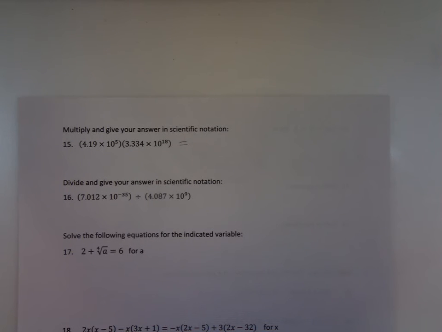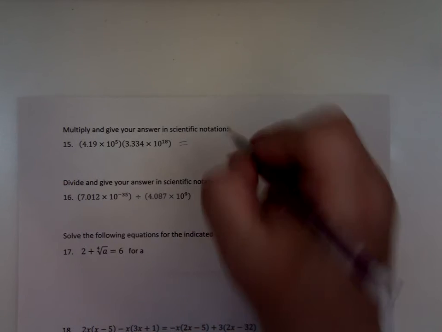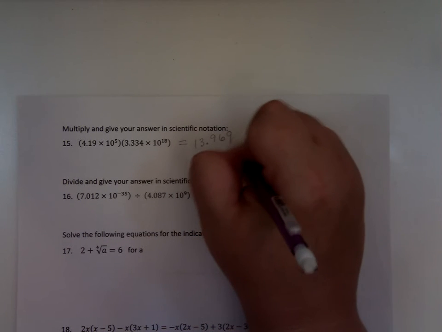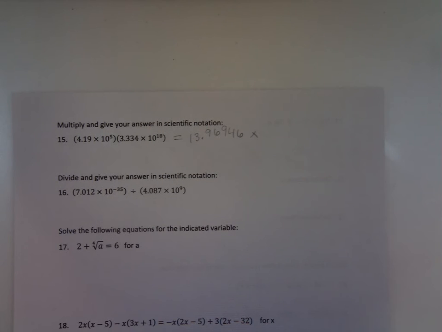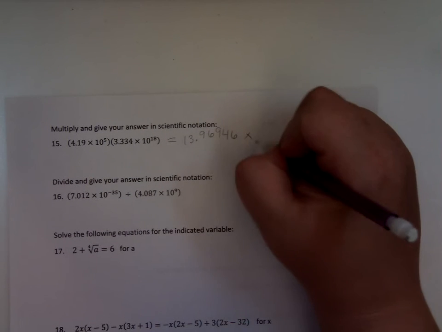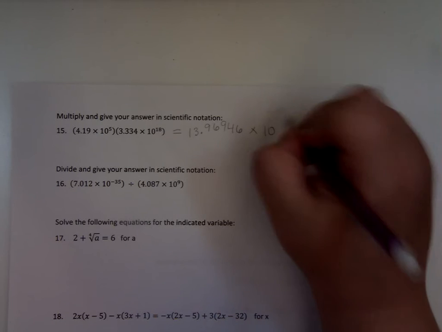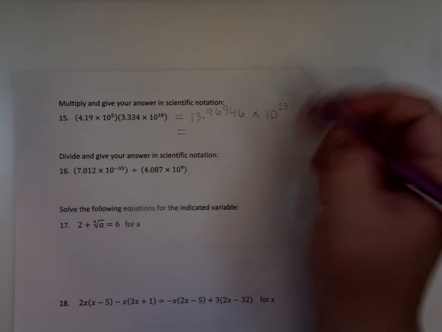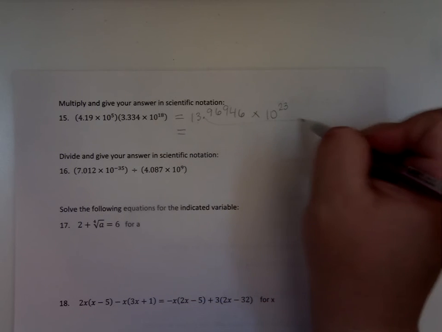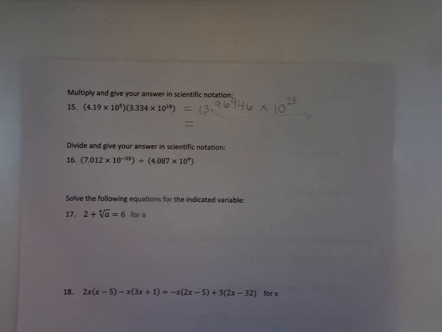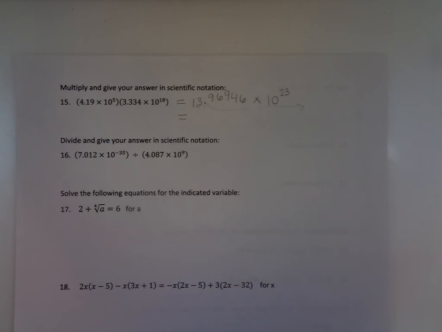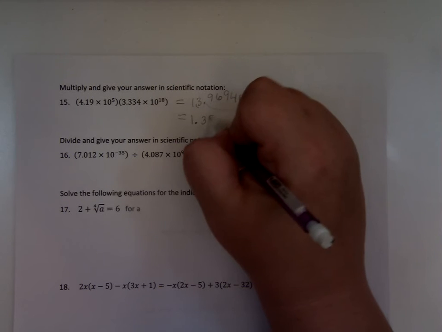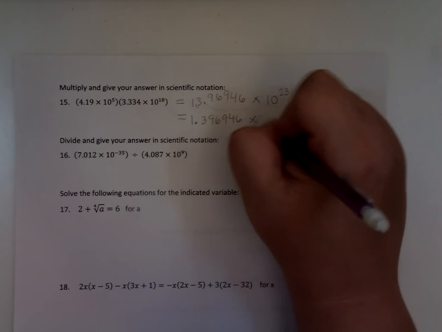Next, multiply and give your answer in scientific notation. So if we do 4.19 times 3.334, we are going to get 13.96946 times. Now, 10 to the 5th times 10 to the 18th is going to be 10 to the 23. We only want one digit to the left of the decimal point. So if we have to move this decimal 23 places to the right, if we back it up one more space, we're going to actually have to move it 24 places to the right to get the same number. So this is going to be 1.396946 times 10 to the 24.